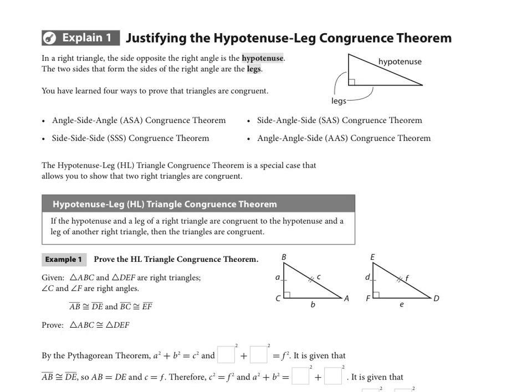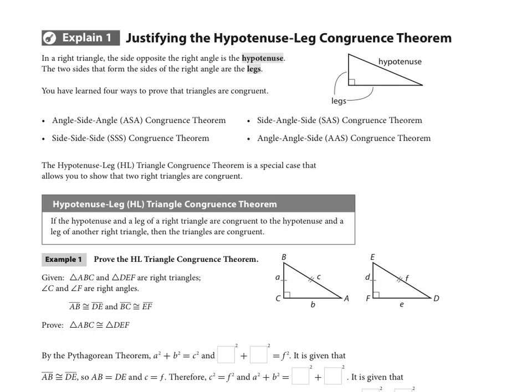We've already learned 4 ways to prove that triangles are congruent, 4 shortcuts that we have already. We started with angle, side, angle. We went to side, angle, side. We went to side, side, side. And in the last video, we talked about the angle, angle, side congruence theorem.